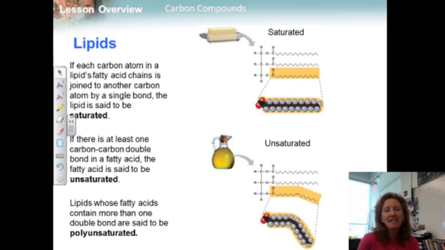Lipids that contain unsaturated fatty acids, such as olive oils, tend to be liquid at room temperature. This is because the kinks of the carbon's double bond prevent the molecules from packing closely together enough to become solid at room temperature. Interesting, isn't it?